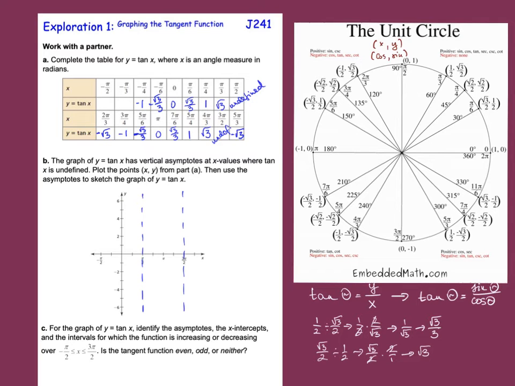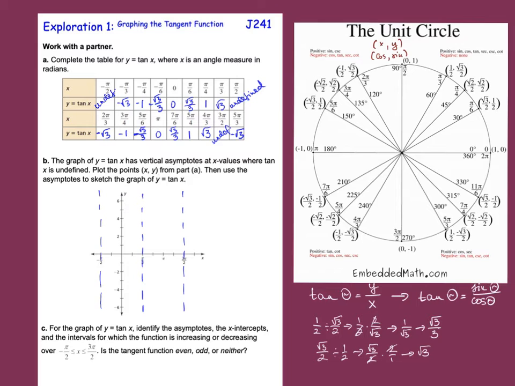Then we move to negative pi over 3, so we are right here. So negative root 3 over 2 divided by 1/2, so that's going to give us negative root 3. And then we are going to move to negative pi over 2, which is right here. It's the same as 3 pi over 2. So that's going to give us negative 1 divided by 0. So we just found another undefined spot. So we are going to now graph our third asymptote at negative pi over 2.